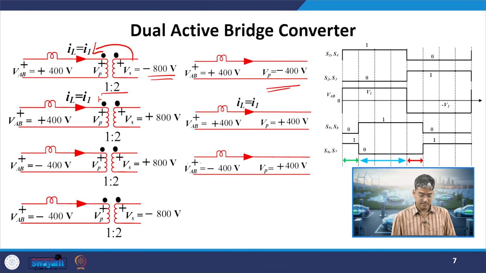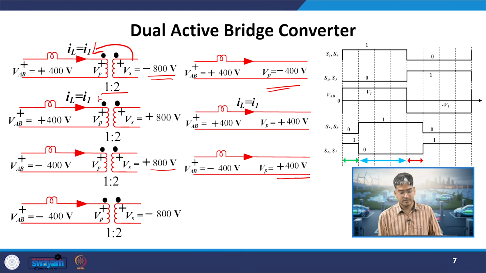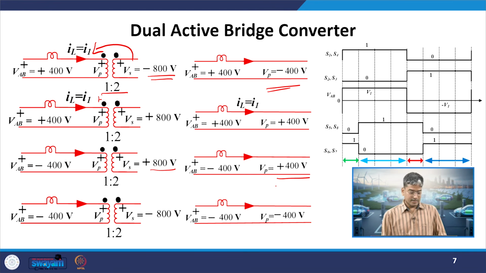And in the third case, again we have plus 800 on the input side. So, it will be reflected as plus 400 on the primary side. In the last case, we have minus 800. So, the dot is negative, so the other dot will also be negative. So, we will get minus 400 as the reflected voltage on the primary side. Now, by this analysis, we have found the 4 equivalent circuits, and we have also eliminated the transformer in between.